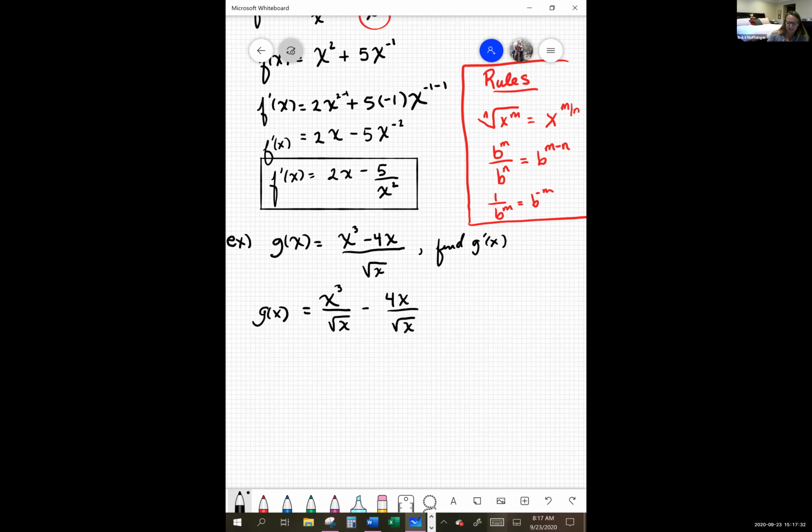Okay, so we need to rewrite this radical with a rational exponent. So this would be x to the 1/2 power minus 4x all over x to the 1/2 power. So rules of exponents.